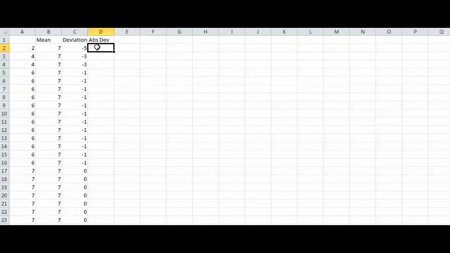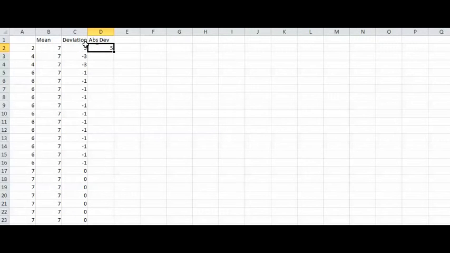To get the absolute deviations, we just take the absolute value of each of these deviations, which pretty much just means that whenever there's a negative sign, we just leave it off. So all of these negative numbers here will just become positive numbers. To do this, we can type in equals ABS, that stands for absolute value, and then click on the parentheses and highlight the first deviation, and then close the parentheses and then press enter.